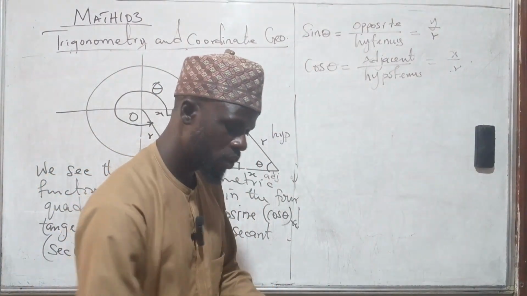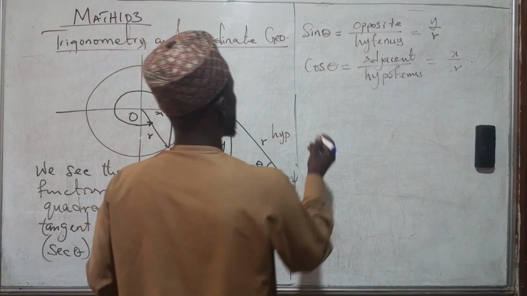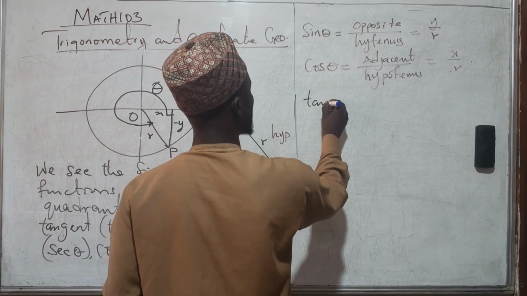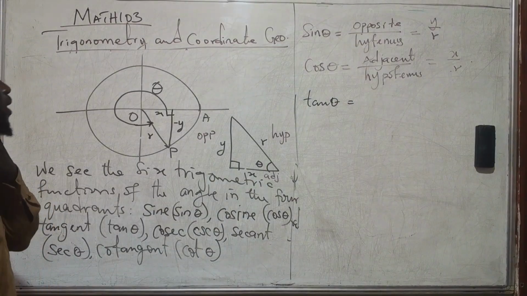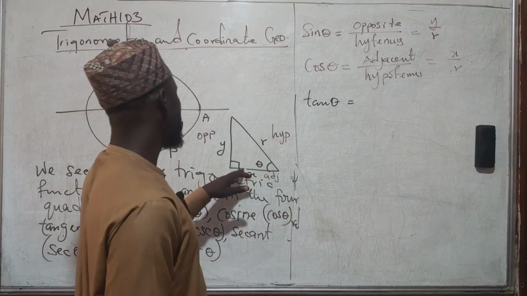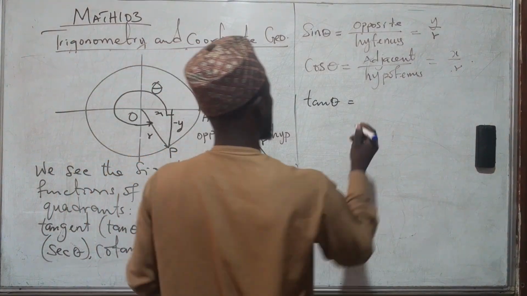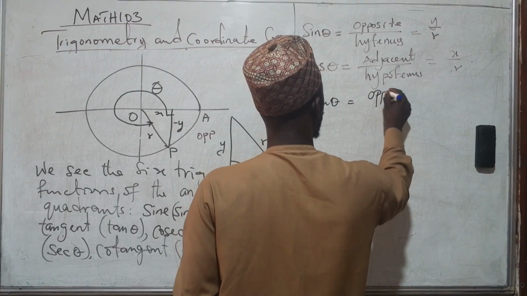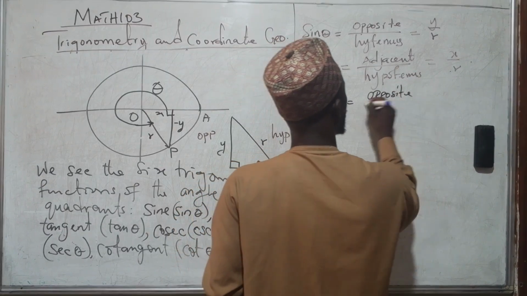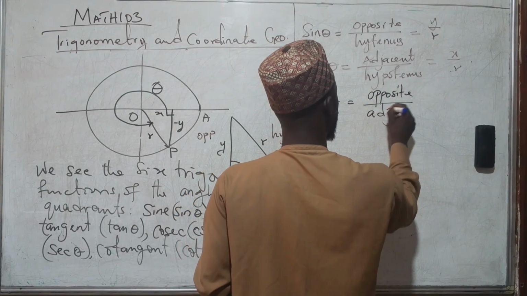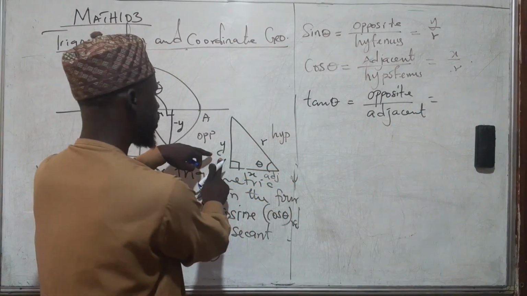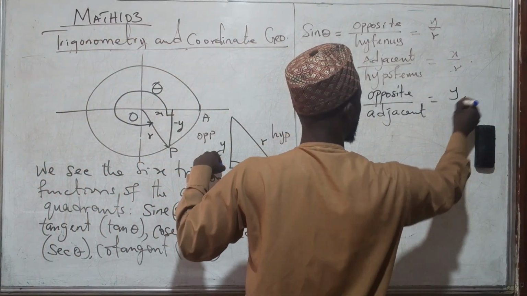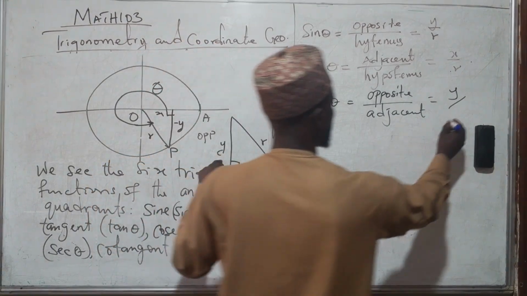We can also understand that tan theta is opposite over adjacent, and that is equal to y over x, since our opposite is y and the adjacent is x.